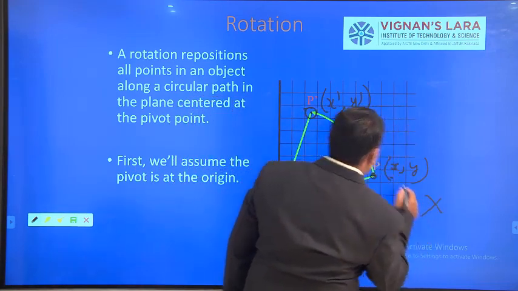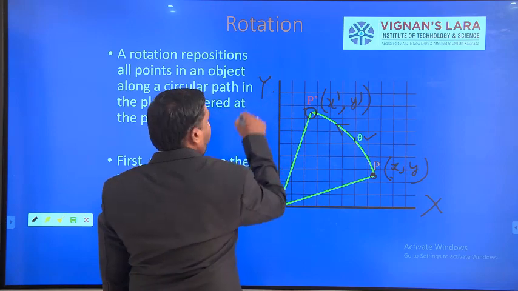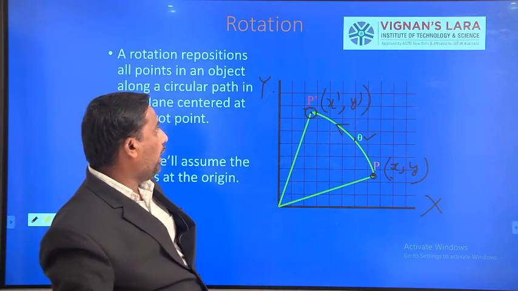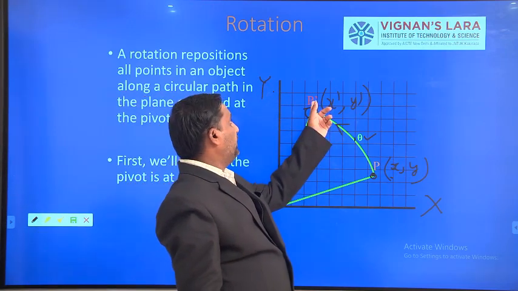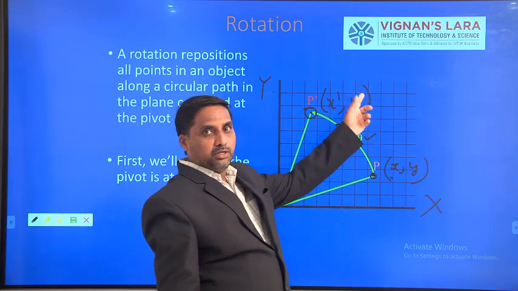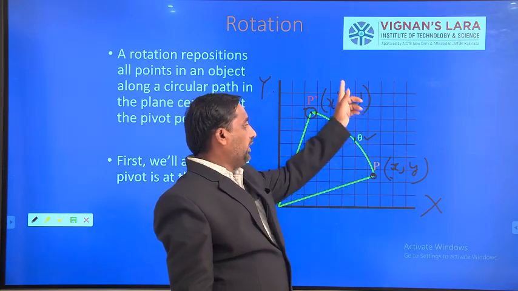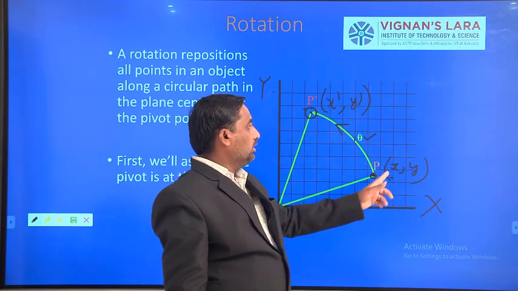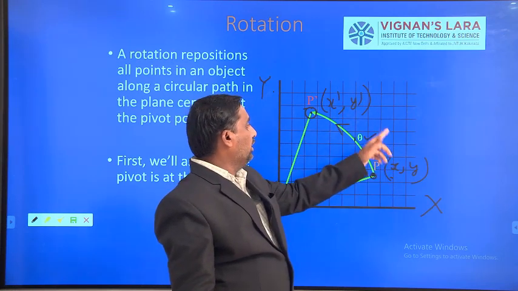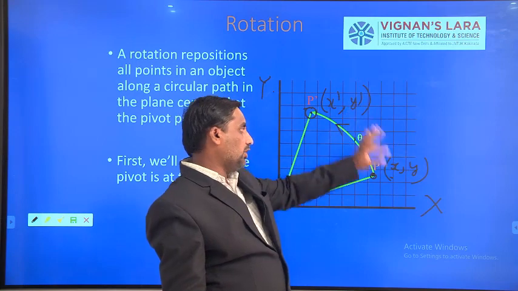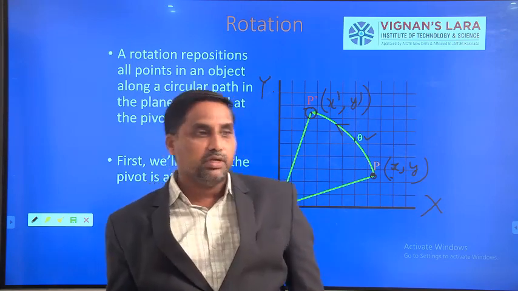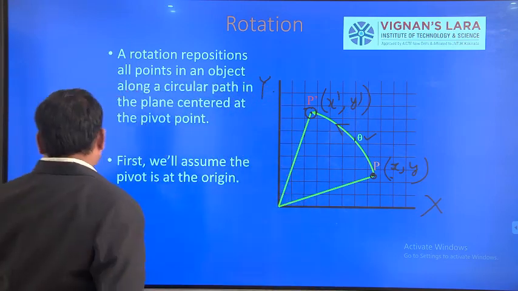Let it be x and let it be y. Now I have to evaluate the final position of P dash, that is x dash and y dash, and I have to express x dash and y dash in terms of x, y and theta. We have to explain it like this.